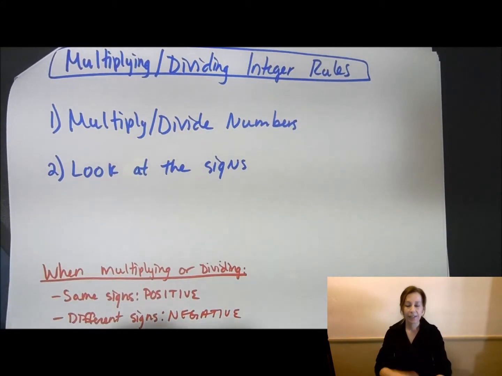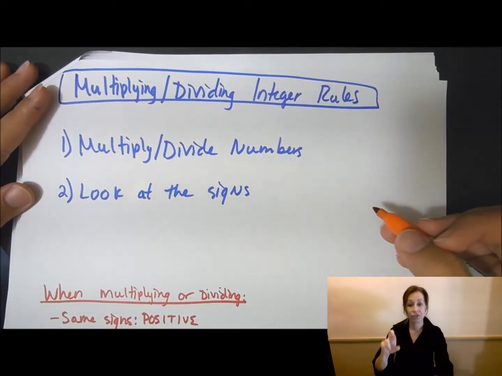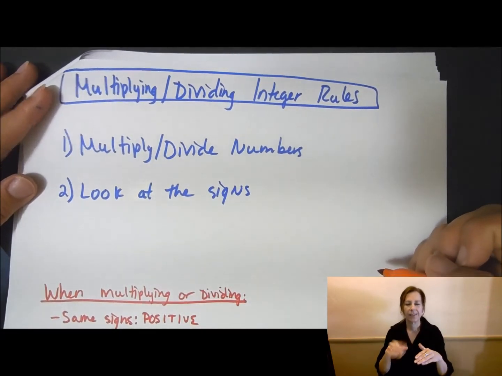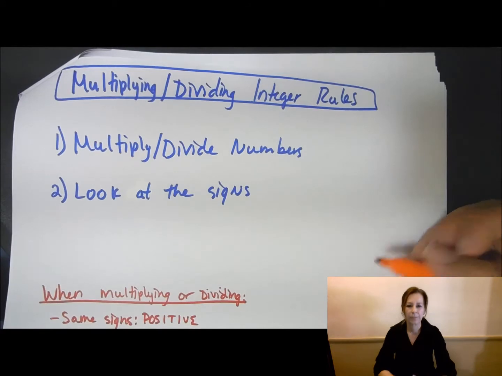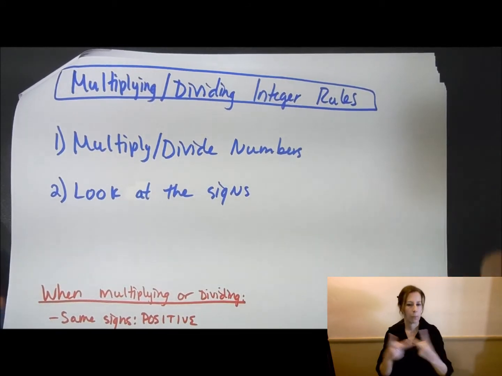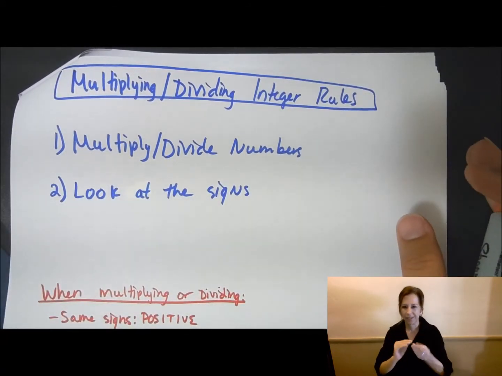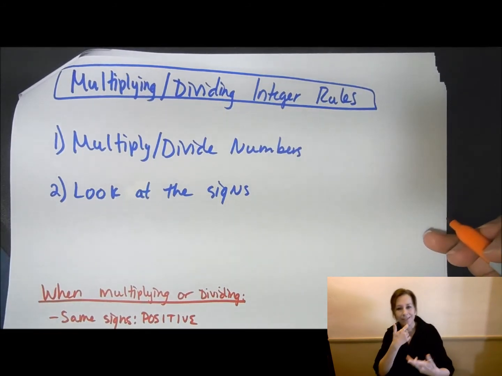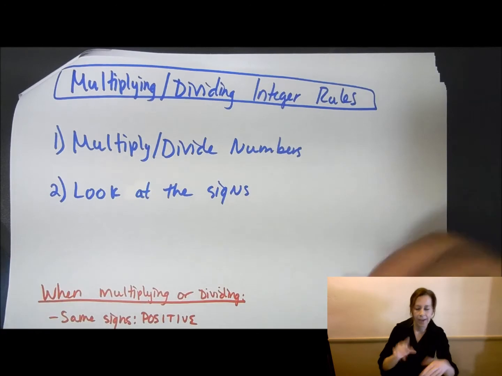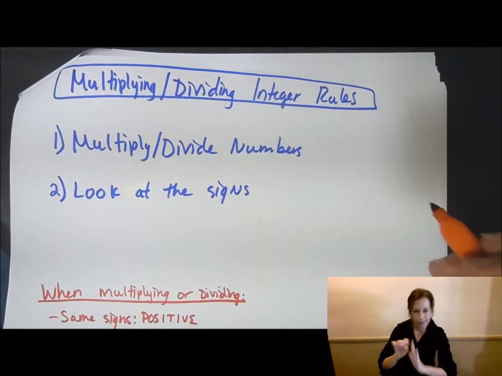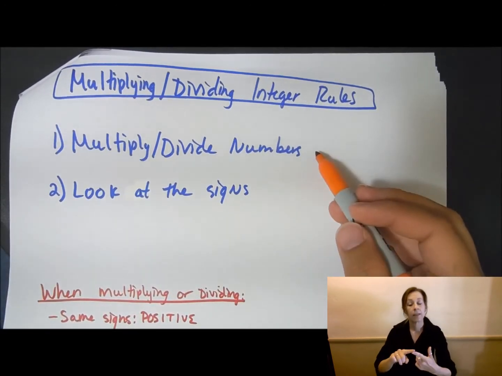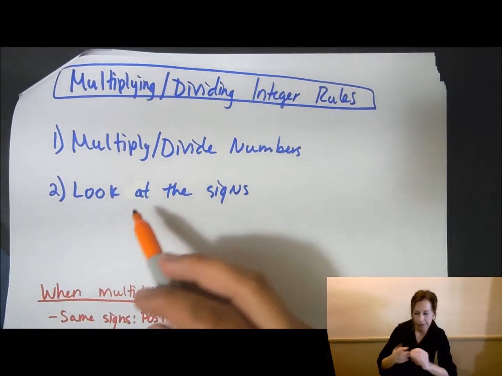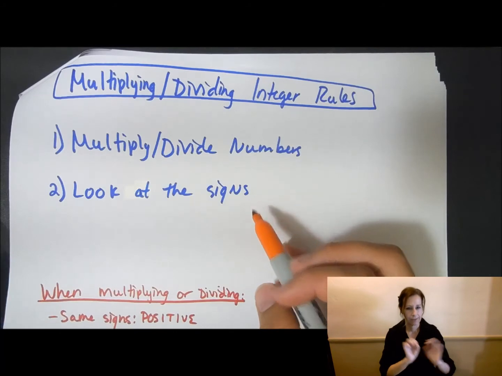Okay, so multiplying and dividing integer rules. So when you're multiplying and dividing integers, there are two things that I like to do. First, I multiply or divide whatever numbers that they have. If it's asking me to multiply, I multiply. If it's asking me to divide, I divide. I just look at the numbers. I do not look at the signs first. Then after I do the actual math by looking at the numbers, then I look at the signs. Okay.